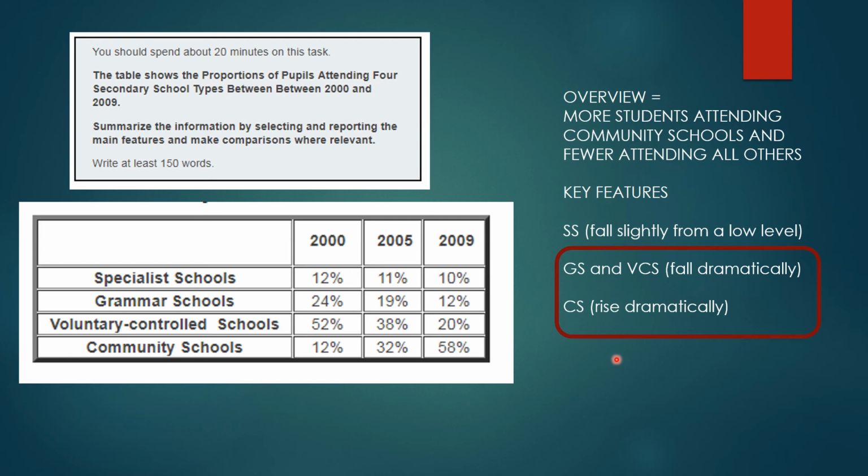In the next video, I'll show you how, once you've decided what your overview and 3 key features are, you can write this into a structured 3-paragraph summary of a table in the IELTS Task 1.